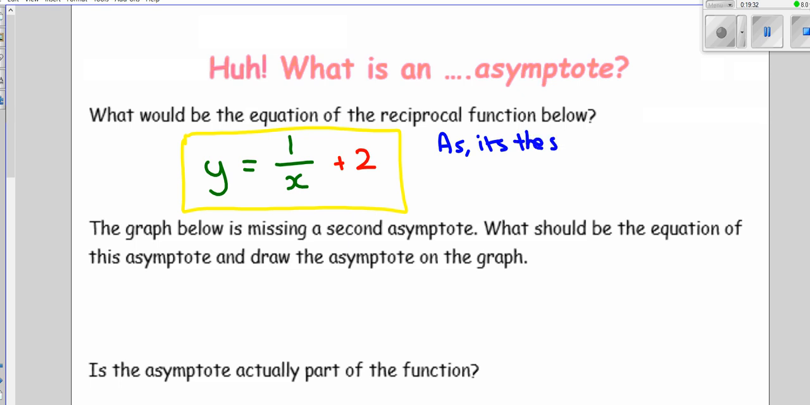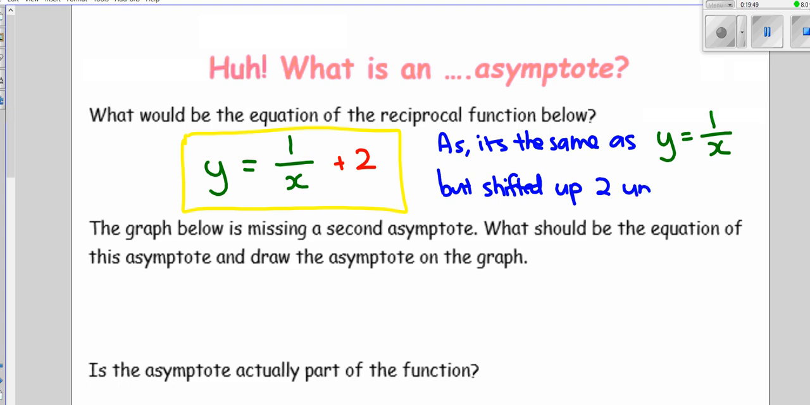as the previous one, which was the general form 1 over x, but shifted up 2 units. Not sideways, but up 2 units. So that's where the 2 came from. And instead of shifting down, it shifted up. So that's why it's plus 2.